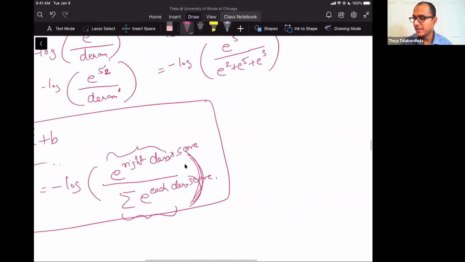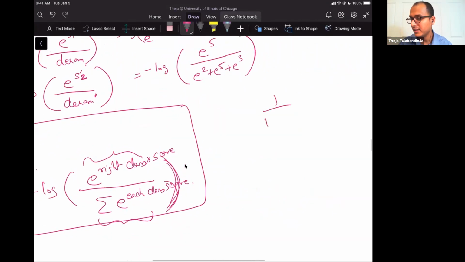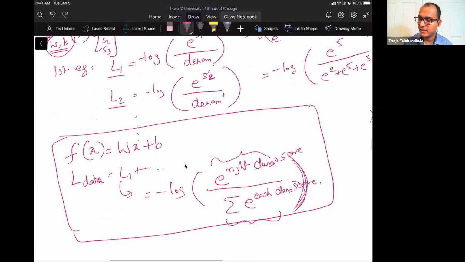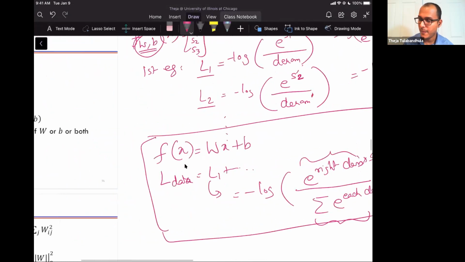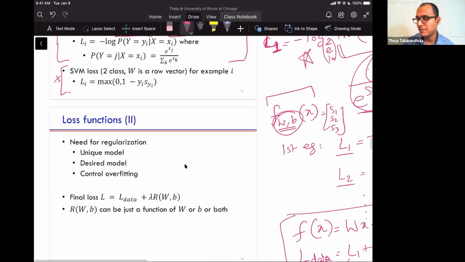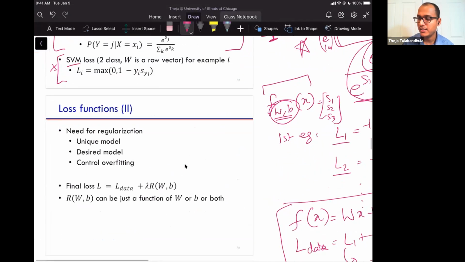I think you might have seen the logistic function as 1 by 1 plus e to the power x, or minus x. Okay, let's say minus x. So these things look like that. If you just have 2 classes, you can somehow think about it that way. But let's not worry about it. So the second example was about SVM losses, but let's not worry about it.